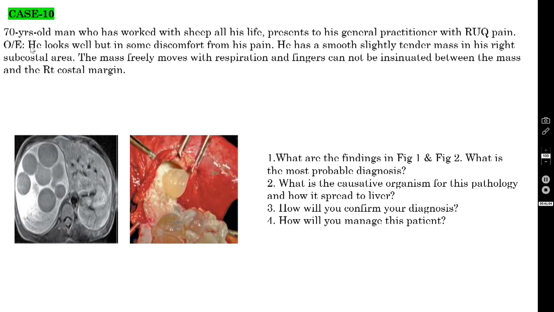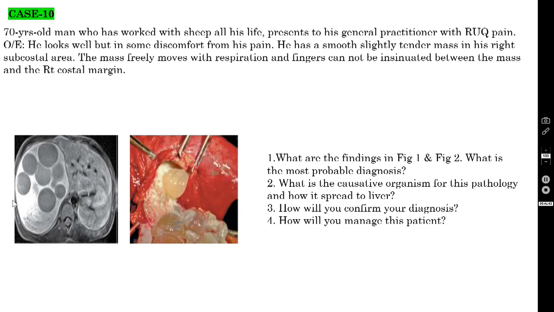Case number 10: a 70 years old man who has worked with sheep all his life presents to his general practitioner with right upper quadrant pain. On examination, he looks well, but in some discomfort from his pain. He has a smooth, slightly tender mass in his right subcostal area. The mass moves freely with respiration, and fingers cannot be insinuated between the mass and the right costal margin. So these are the two pictures and these are the four questions. What are the findings in figure 1 and figure 2? And what is the most probable diagnosis?